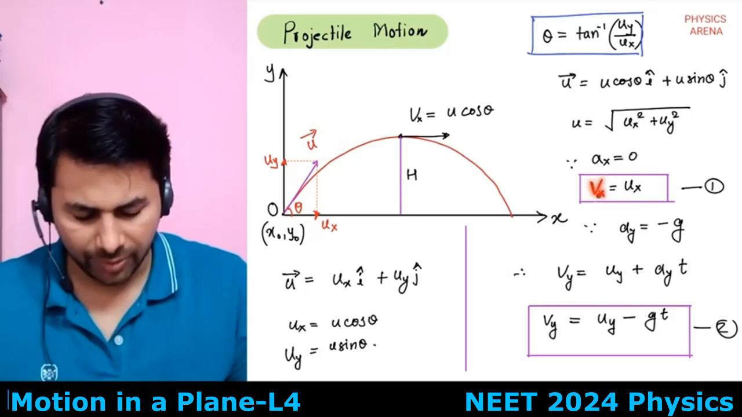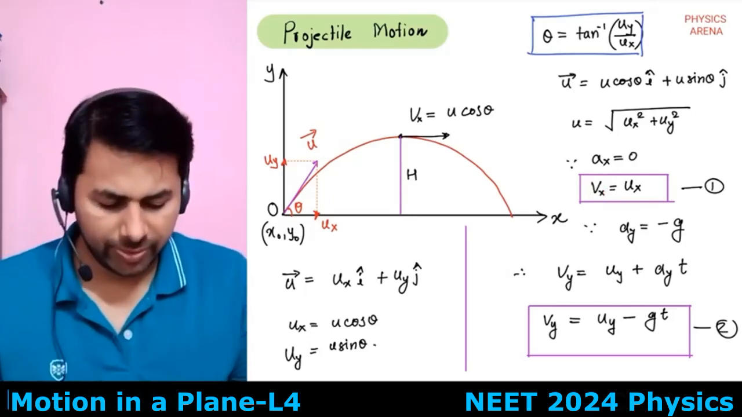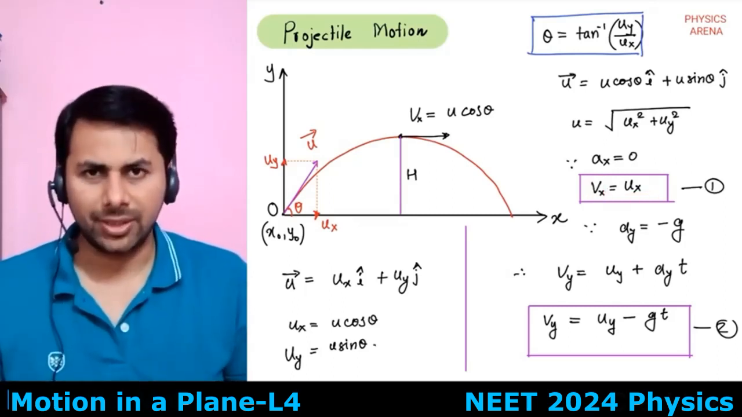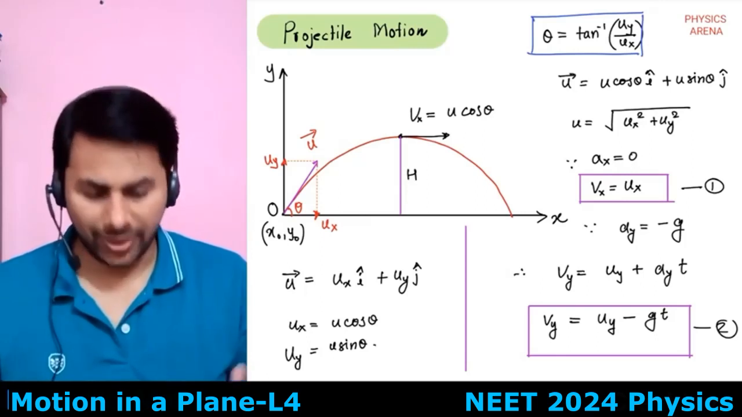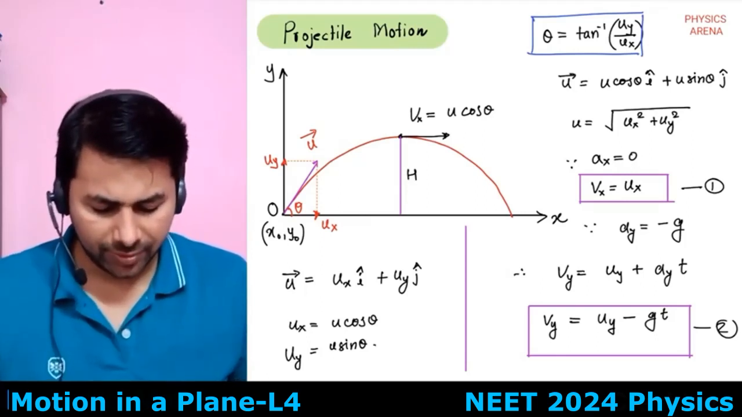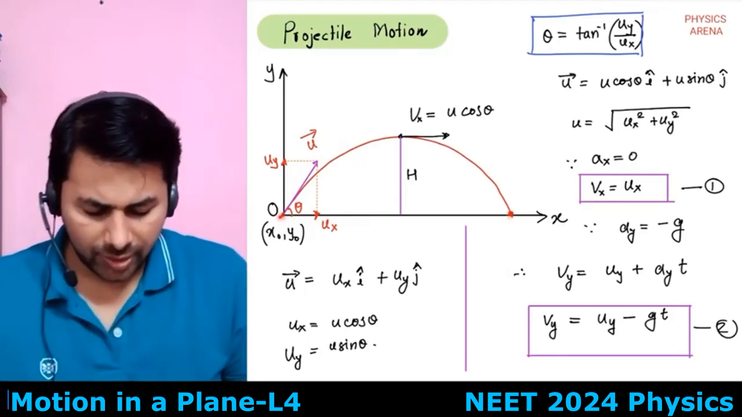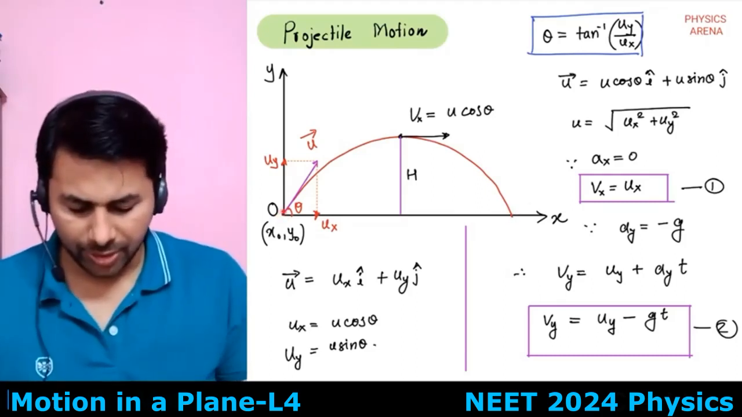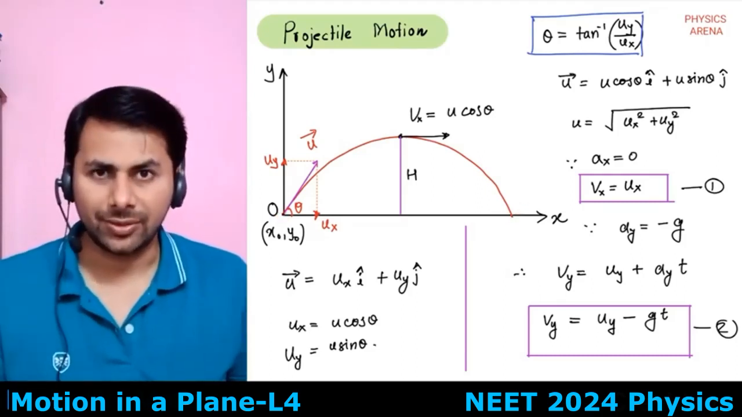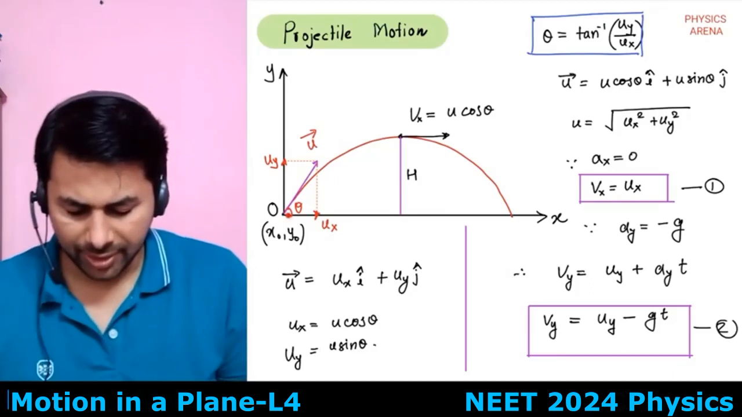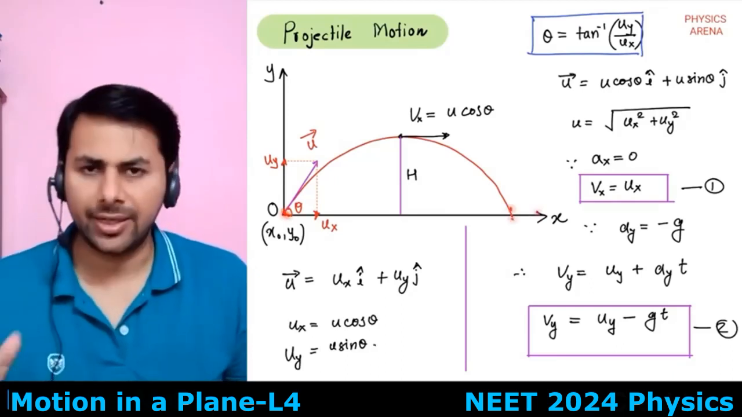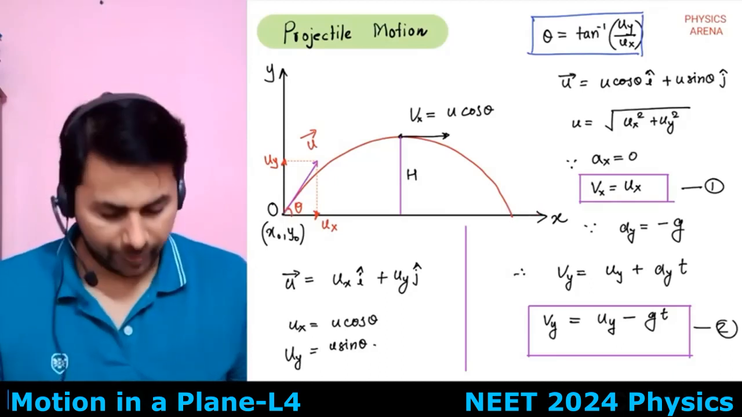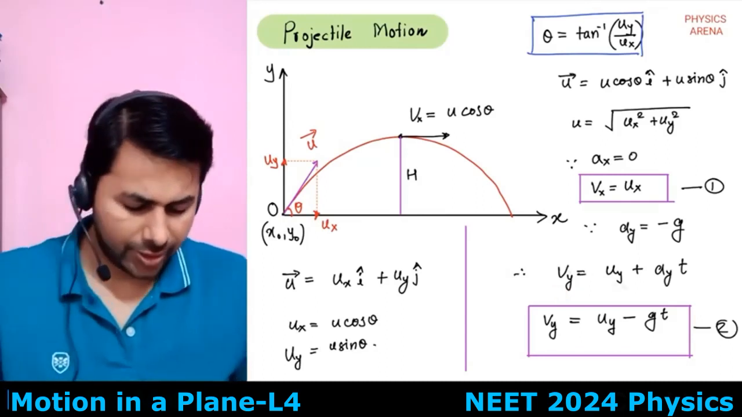So we can say the final velocity at any time will be equal to the initial velocity in the x direction. Okay. What about the y direction? Now, if you think of the velocity from this point to this point in the y direction, the time is in between the starting and ending time. So Vy will be equal to what?